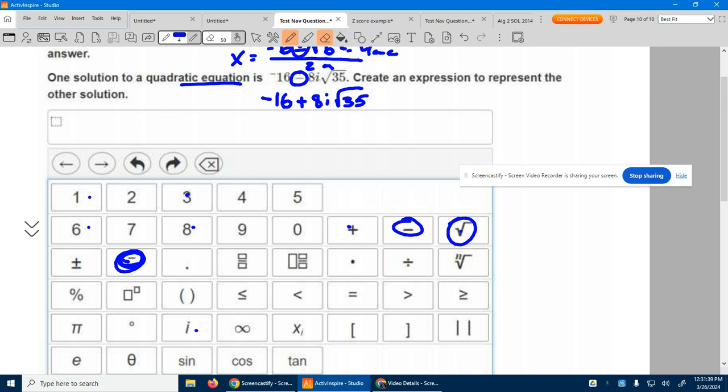3, 5, hit enter, and you're done, and you got the problem right. Congratulations.